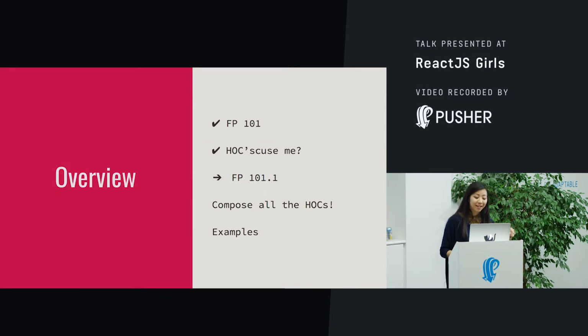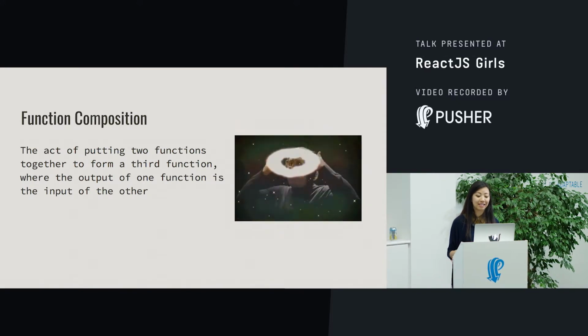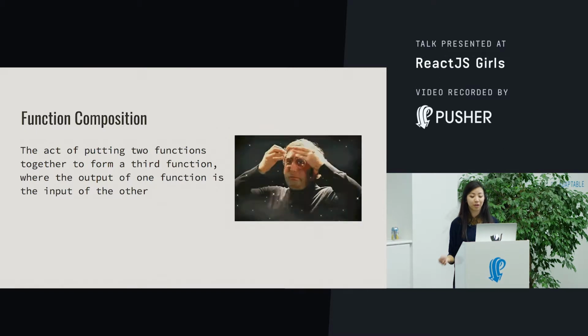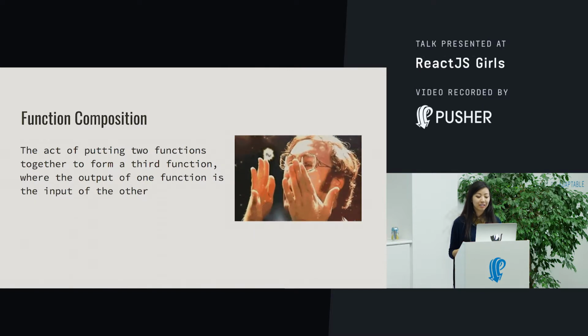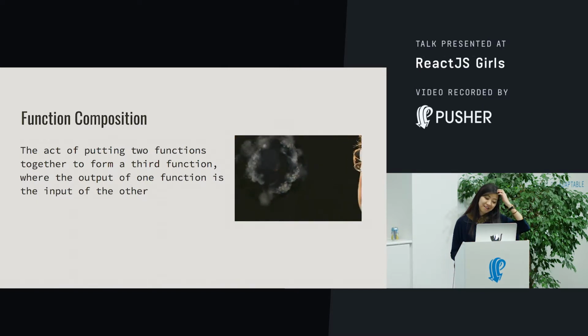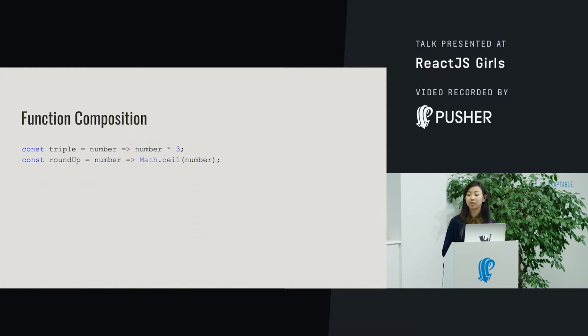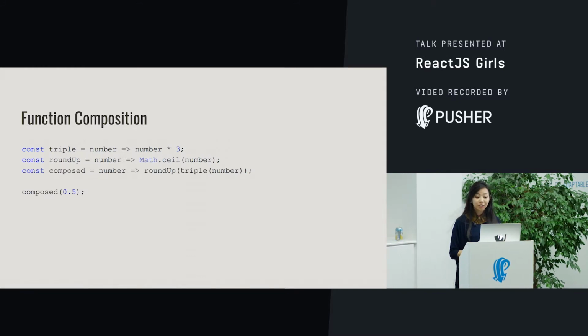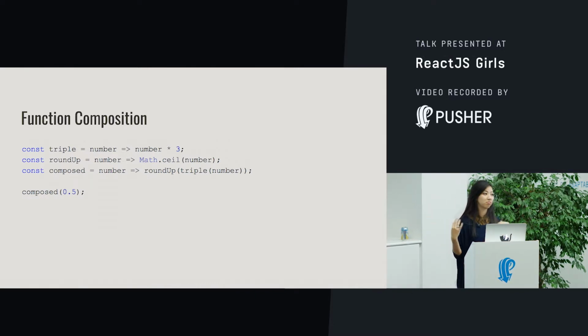So we're going to take a step back into functional programming just to cover one last thing: function composition. It's the act of putting two functions together to form a third function, where the output of one function is the input of another. The more I look at this sentence, the more confusing it gets. So hopefully this will clear it up a little bit. We've got two basic functions, one that triples a number, another function that will round that up to the nearest whole digit. And then the third function is like a mishmash of the two together, and that's composition. It's just multiple functions chained together.